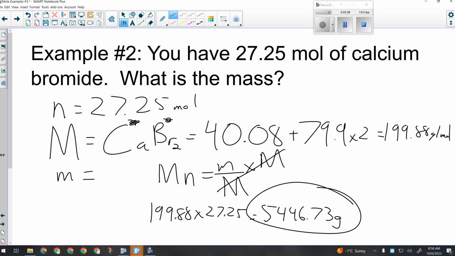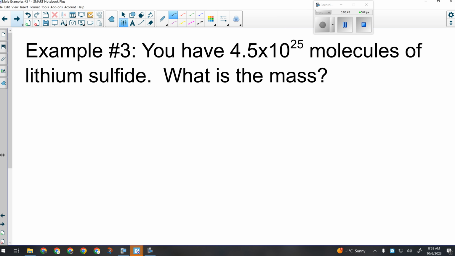Okay, let's do number 3. In number 3, I'm given the number of molecules. As soon as I see the word molecules, I know I'm going to have to use what? Avogadro's number. So I'm just going to write that down so that I have it here. If I have that many molecules and I'm looking for the mass, what am I going to have to do with Avogadro's number? Divide by it, yeah.